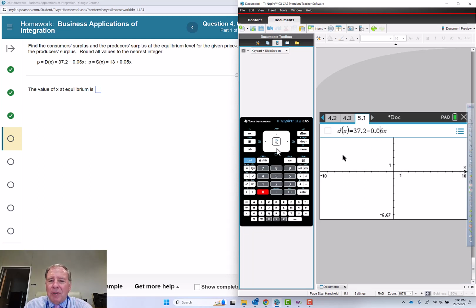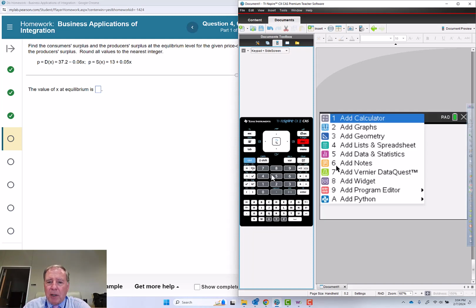So I'm going to go ahead and just go down arrow. I'm at F1 again. I'm going to rename that S of X for supply. And since the slope is positive 0.05x, I'm going to shift that around to the more conventional y equals mx plus b. And I don't see anything. So I'm going to figure out what my window should be in the calculator page.